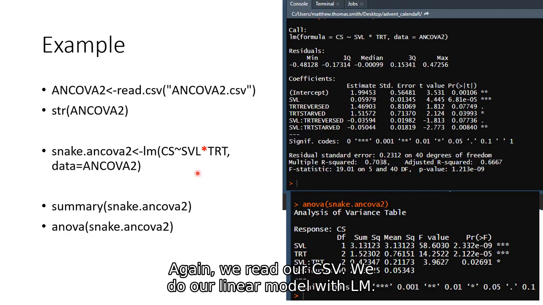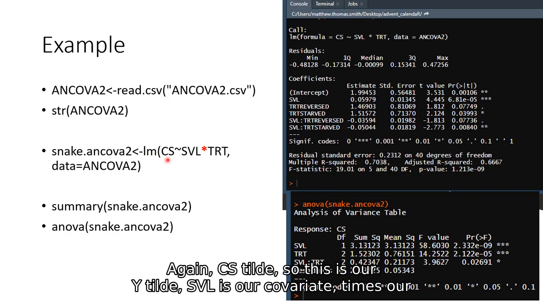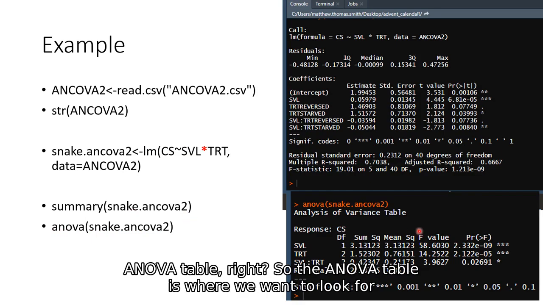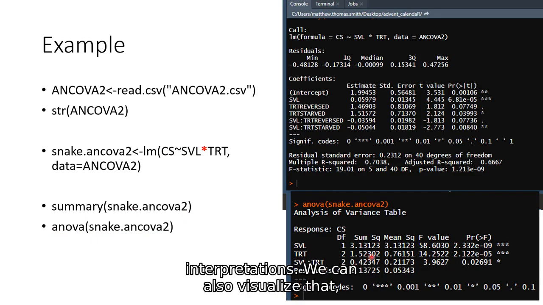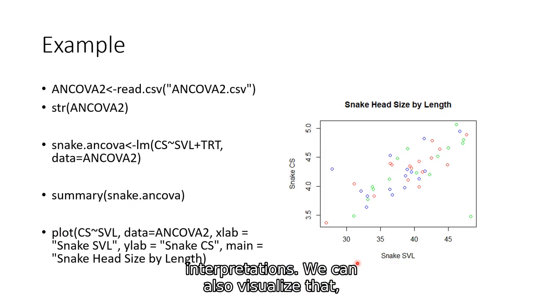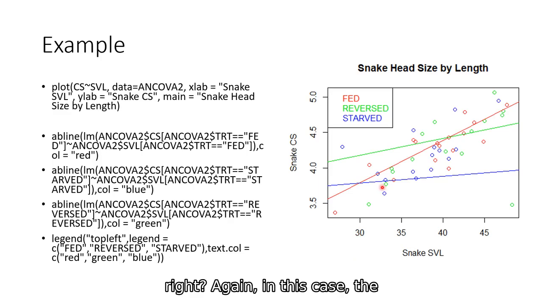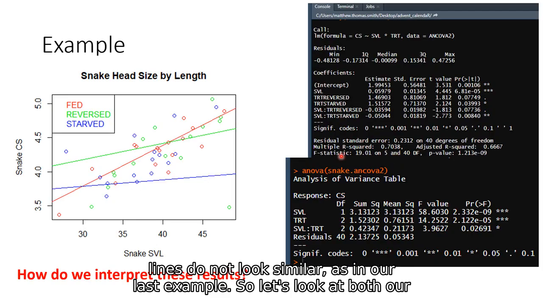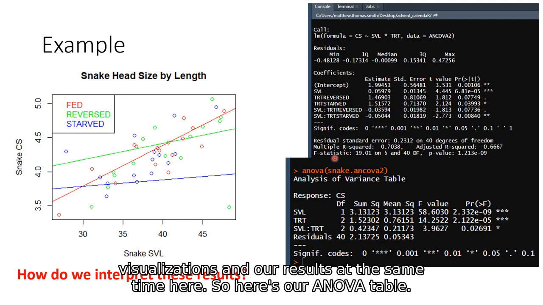Again, we read our CSV, we do our linear model with LM, again, CS tilde, so this is our Y tilde, SVL is our covariate, times our categorical variable. We can do the summary of that and then output the ANOVA table, right? So the ANOVA table is where we want to look for our interpretations. We can also visualize that, right? Again, in this case, the lines do not look similar as in our last example. So let's look at both our visualizations and our results at the same time here.